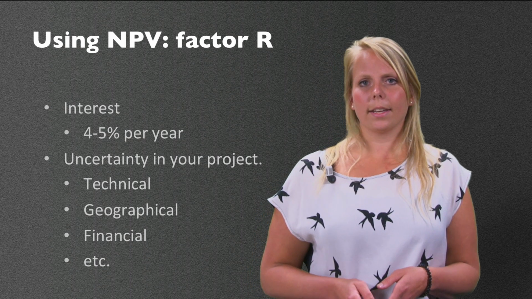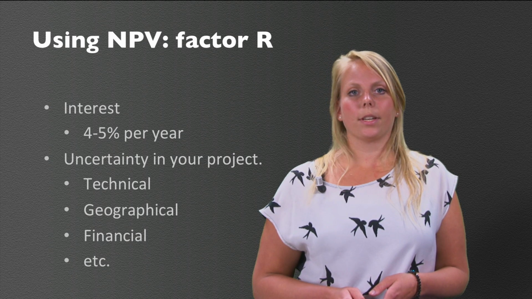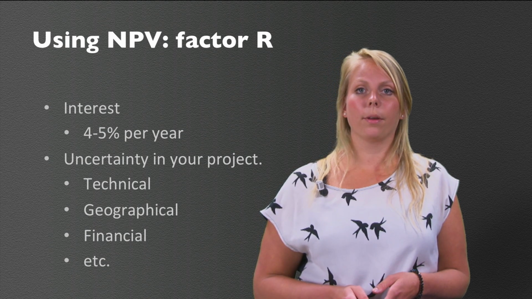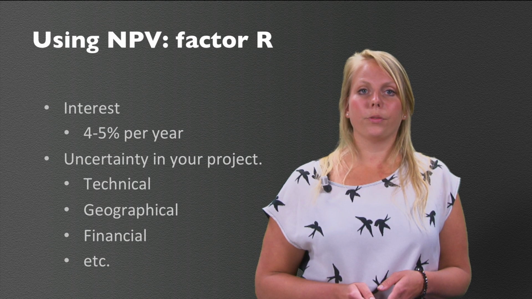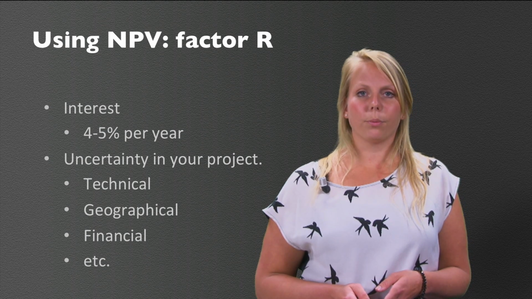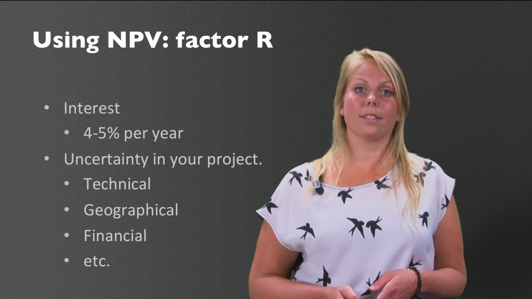The classical mistake is that people identify a lot of these areas of uncertainty in their project and estimate a small percentage for each of them, and then end up with high values for R of 20% or higher. This is extremely high. Your project must be very uncertain to devalue 20% of the finances every year.